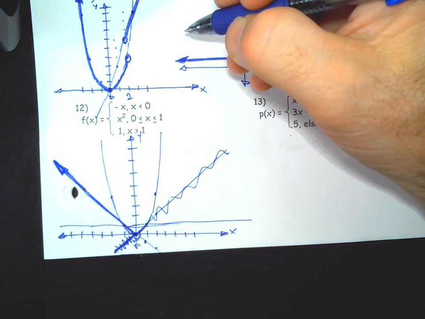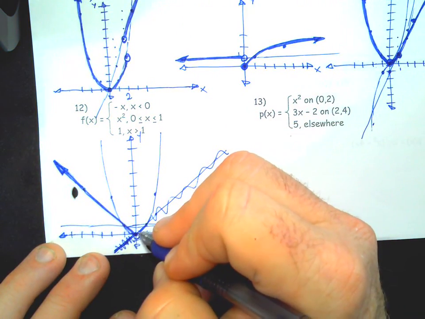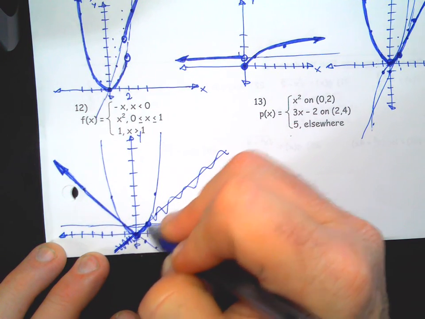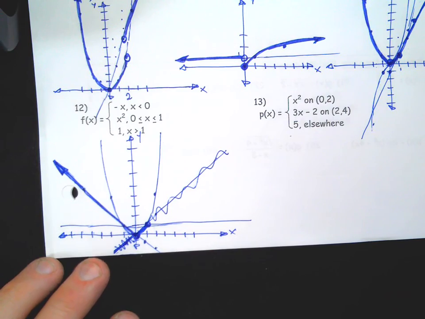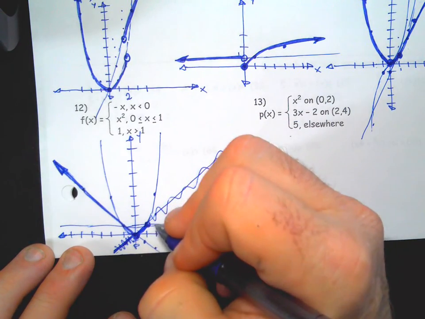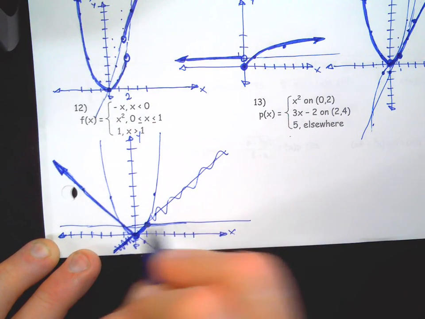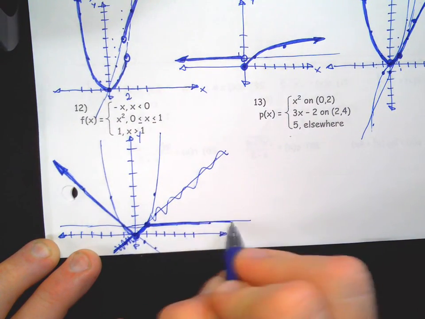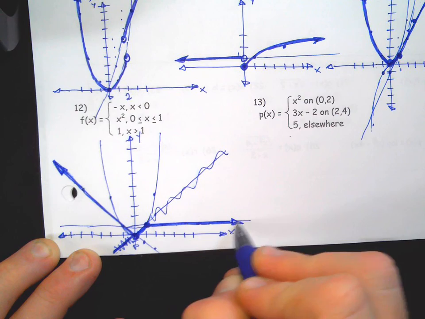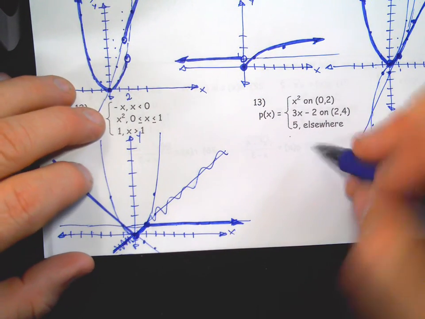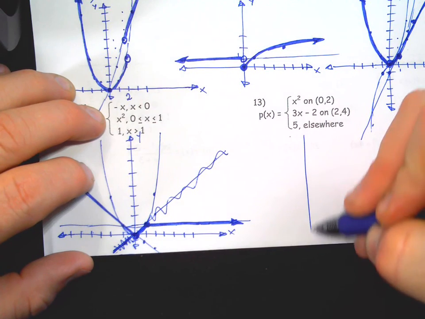Then 0 to 1 is the parabola. Solid dot. Solid dot. And then to the right of 1, it's this flat line. So there you go. Arrows on the ends. Okay. Let's see. Last one.